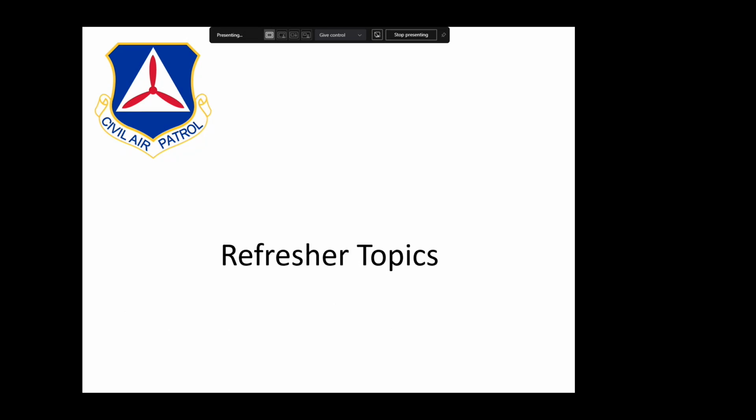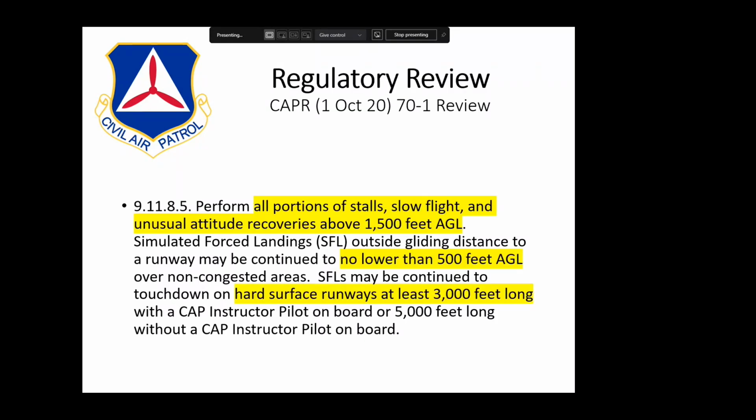So let's talk through the refresher topics, but we'll move quickly. During your clinic maneuvers, as you really will for all of your practice and proficiency maneuvers in flying, we will make sure that everything that you accomplish is completed above 1,500 feet AGL, which means that in most cases, you'll be starting considerably higher. What 7-1 calls SFLs, or simulated forced landing, if we're doing it out in a field or in non-congested areas, the aircraft may come as low as 500 feet AGL before recovering.